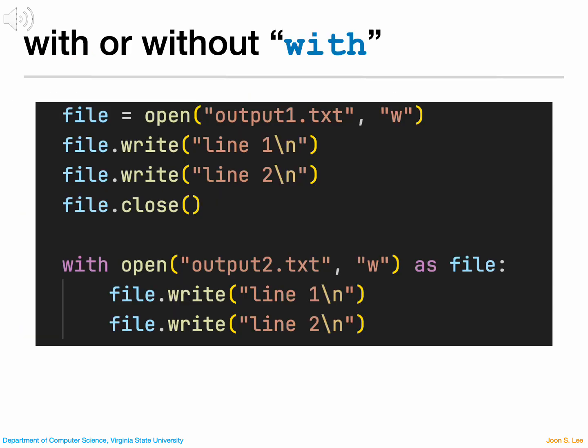This slide compares working with files with and without the with statement. In the first example, we manually open the file, write to it, and then explicitly call close. This works, but it relies on the programmer to remember to close the file. In the second example, we use the with statement. The file is automatically closed when the block ends, even if an error occurs. Both approaches achieve the same result, but using with is safer and more concise. For that reason, the with statement is the preferred approach when working with files in Python.